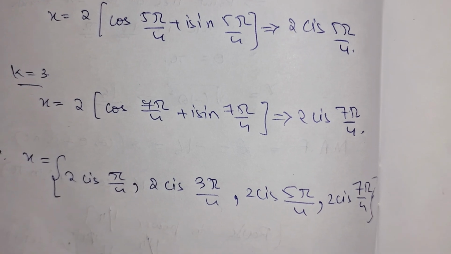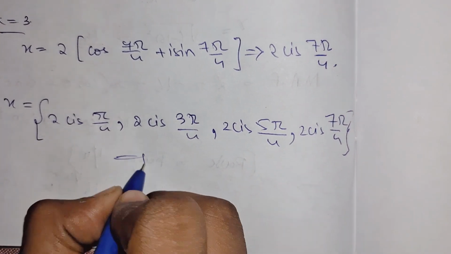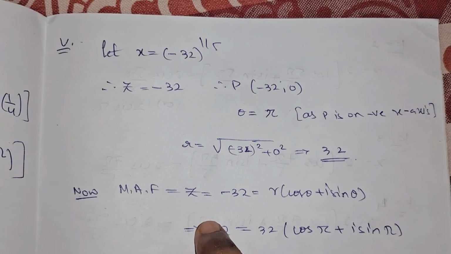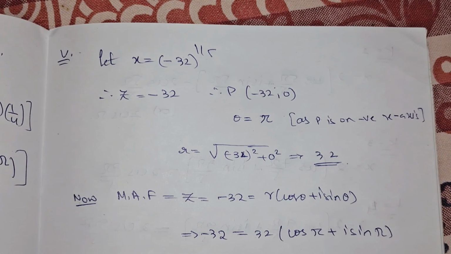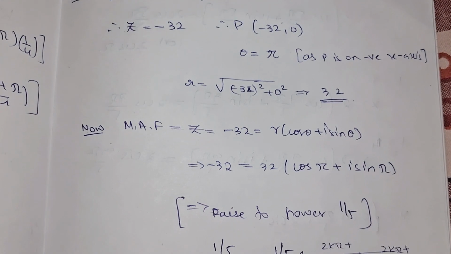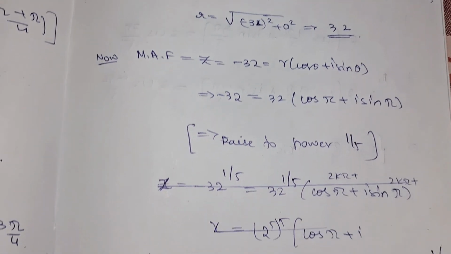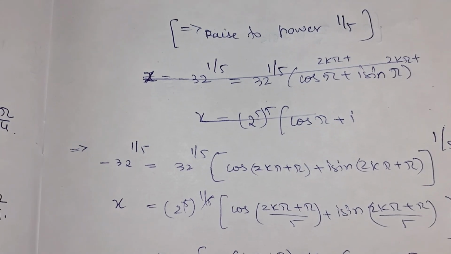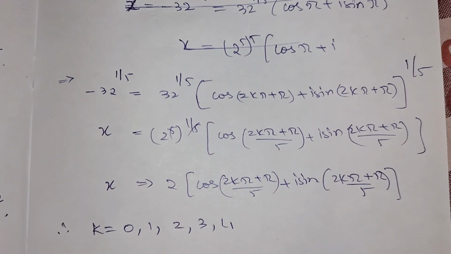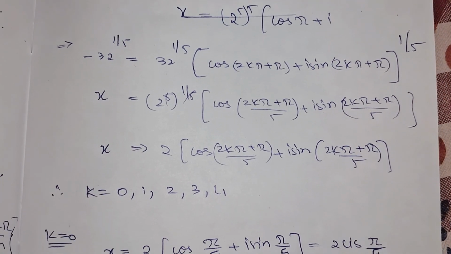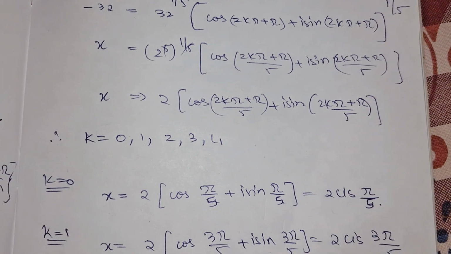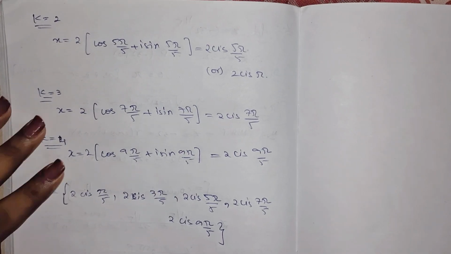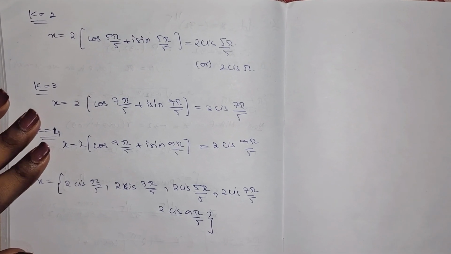So we have got the 4 values of x. This is the answer. In the similar way, you can solve the fifth question. So in this way you can solve the fifth problem.